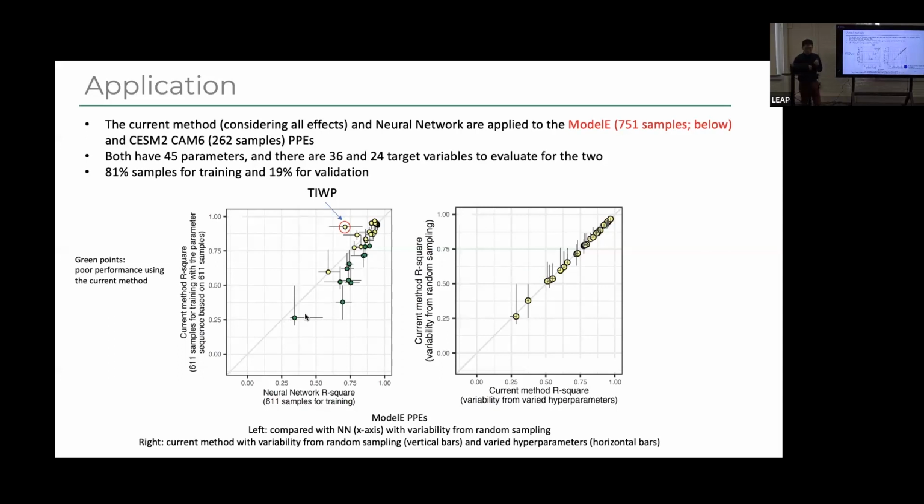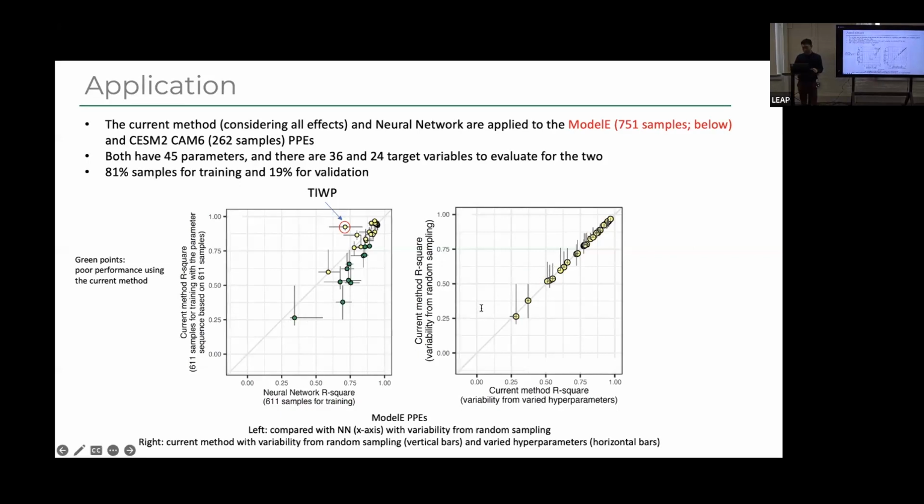And I want to point out this single variable, TIWP, the total ice water path. That's the amount of ice in the cloud. Somehow, our method really outperforms in emulating this single variable, and we'll see why later.